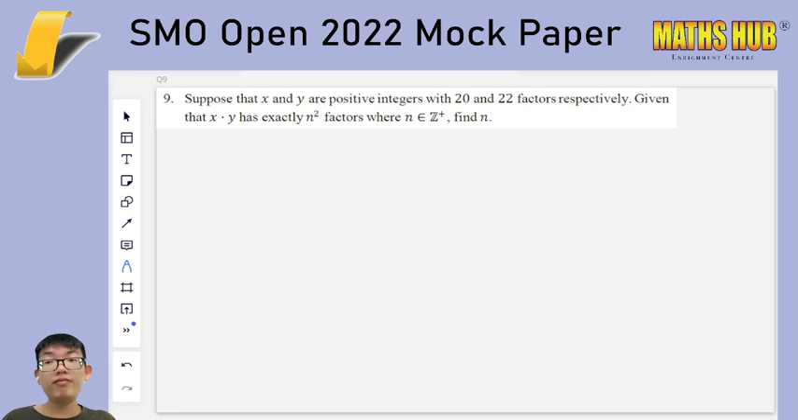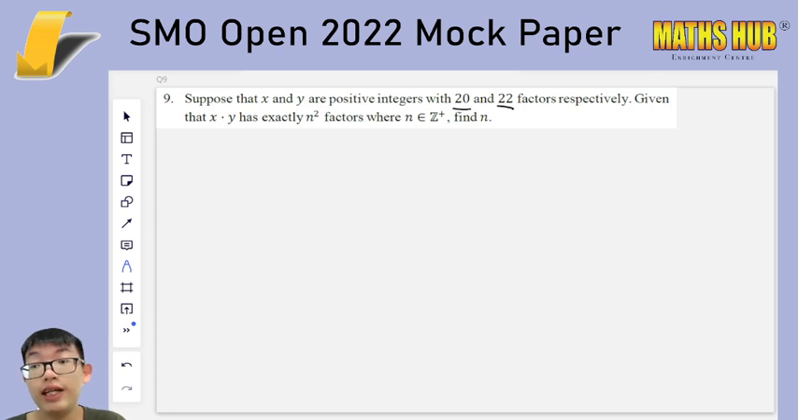Okay, so x and y are positive integers with 20 and 22 factors respectively, and x times y has exactly n squared factors, where n is a positive integer. Find n. That means that you want to find x and y such that the product has a square number of factors. Now, there's nothing significant about having a square number of factors. A square number has an odd number of factors, but a square number of factors doesn't really mean anything at all. So the only way that we can do this is sort of manually, looking at what kind of prime factorizations x and y could have.